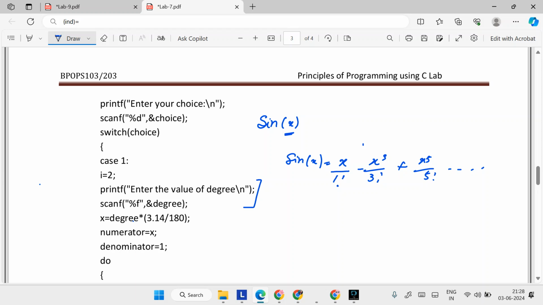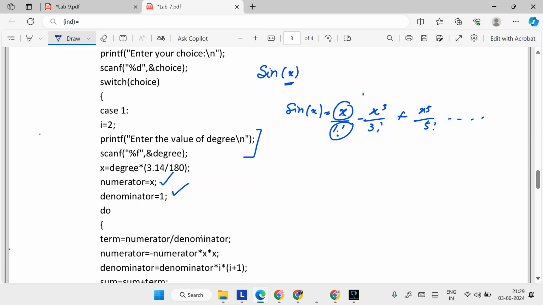So what we do is, the first term we separate and calculate differently. See, numerator is x, so I have written numerator as x. And denominator is 1 factorial, so I have written denominator as 1. So numerator is x, denominator is 1. Together, x divided by 1, that is your numerator divided by denominator. And this has to repeat for so many different terms, so I am using a loop.